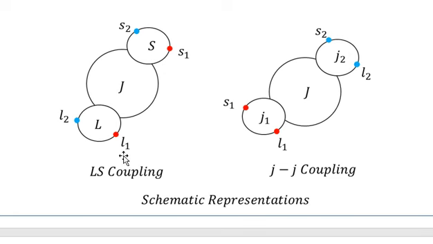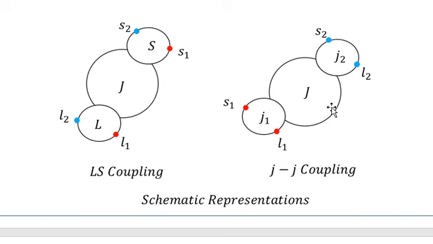The orbital quantum number of electron 1 and the orbital quantum number of electron 2 will combine together to give you the total quantum number L of the atom. Similarly, the spin quantum number S1 of the first electron will combine with the spin quantum number of the second electron to produce the total spin quantum number S of the atom. Then capital L will combine with capital S due to LS coupling, and the total angular momentum quantum number J of the atom will be constructed. So this is the picture corresponding to the LS diagram.